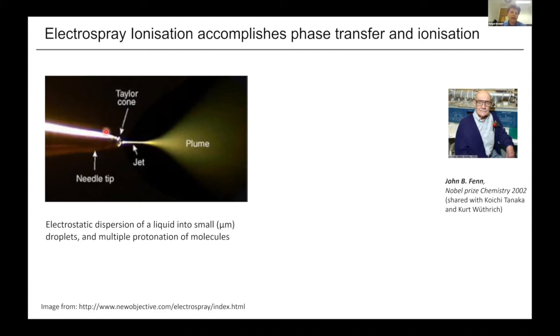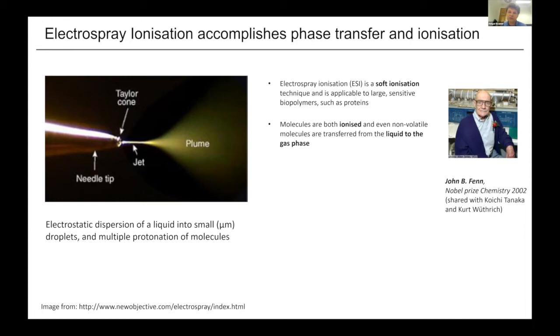And when we apply that high voltage, what we observe is this phenomenon here, that there's a jet of liquid formed, and this jet of liquid ultimately forms a plume of droplets of the liquid that's flowing into the needle. Generally, electrospray ionization is a much softer ionization technique. We'll look at the mechanism of how it actually works on the next slide. And because it's a soft ionization technique, it allows us to keep very sensitive biomolecules such as proteins intact.